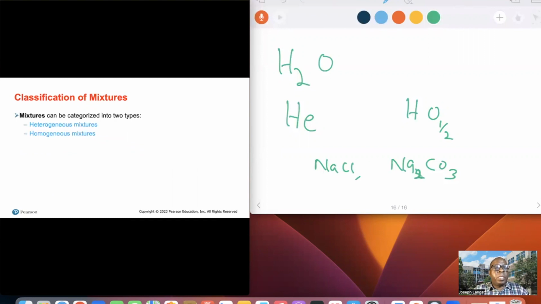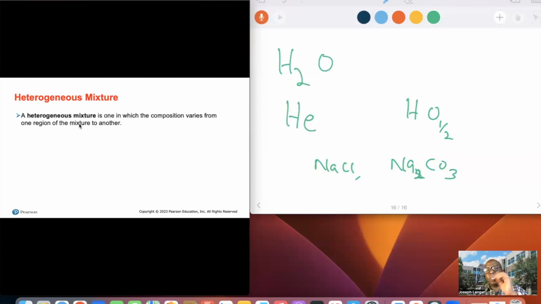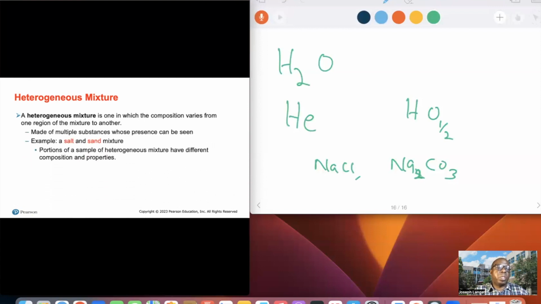Mixtures can be heterogeneous. I have explained that before. Hetero means more than one phase. A heterogeneous mixture is one with a composition varying from one region to another. That means varying phases, can be 2, 3, and so forth. An example is a sand and salt mixture. They don't have the same proportion, no.